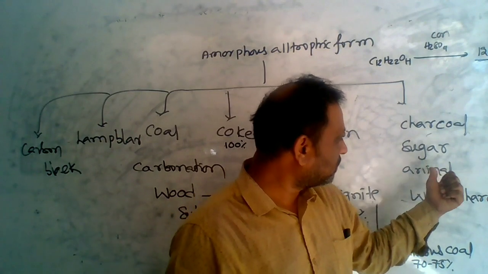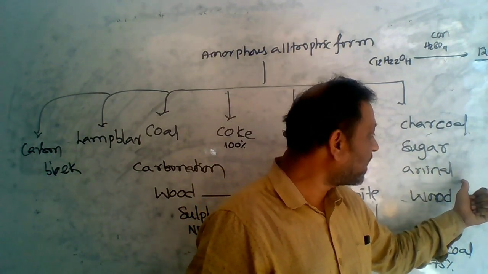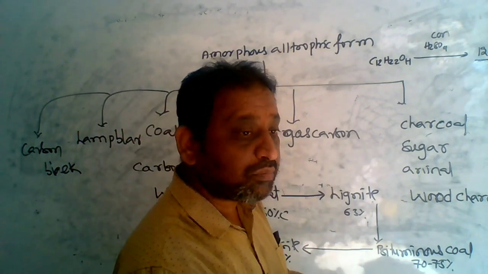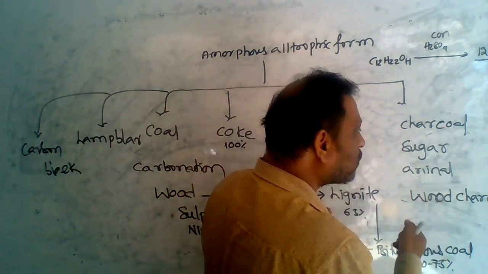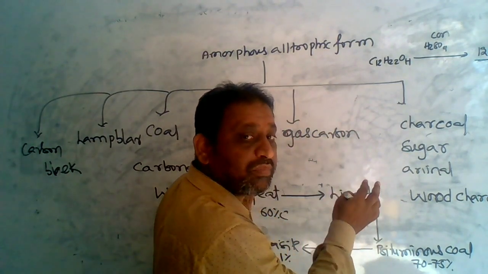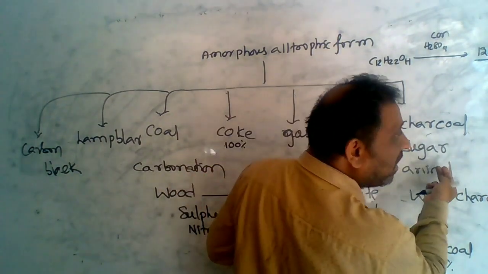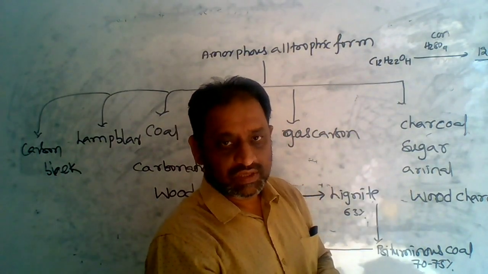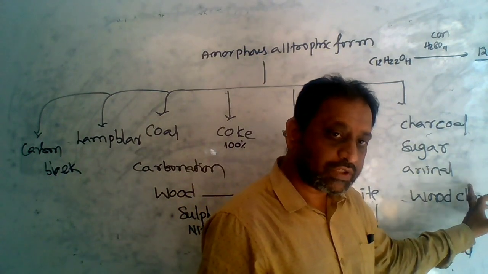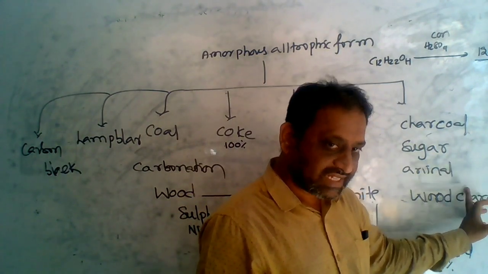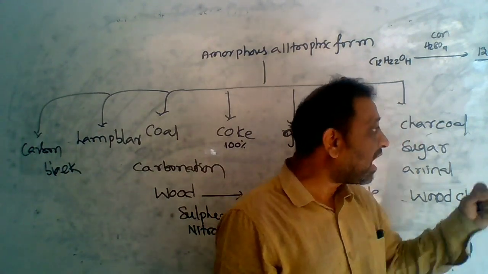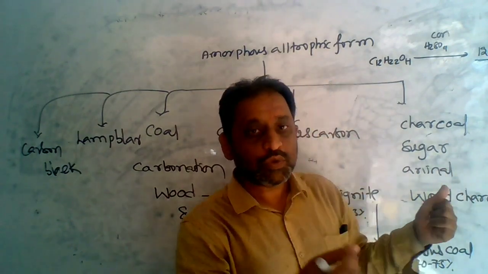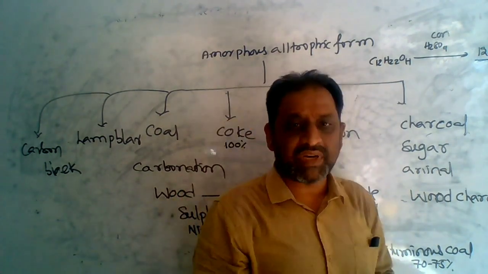So animal charcoal is obtained by the heating of bones. It is also used as an adsorbing agent. Bone charcoal is used as an adsorbing agent for the removal of colored impurities from sugar. It absorbs colored impurities from the sugar. When it is added to sugarcane juice, it absorbs all the color materials.